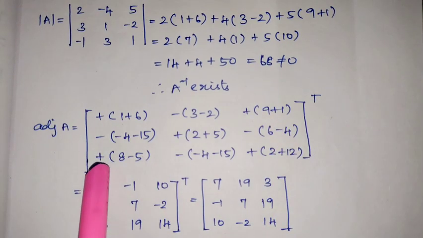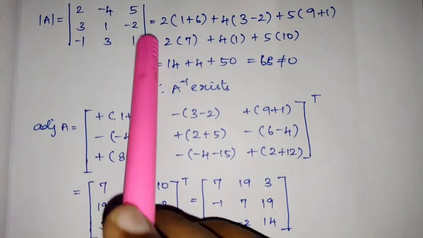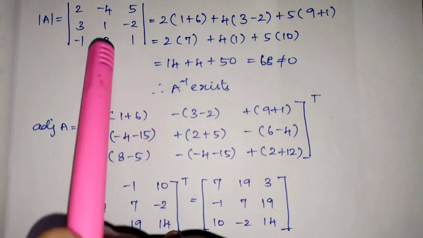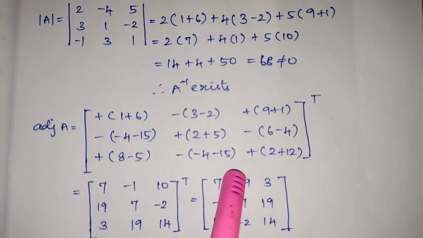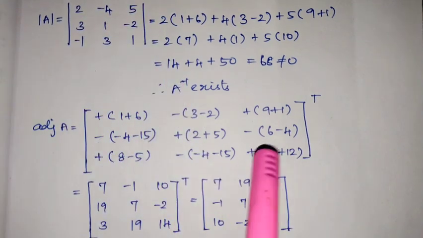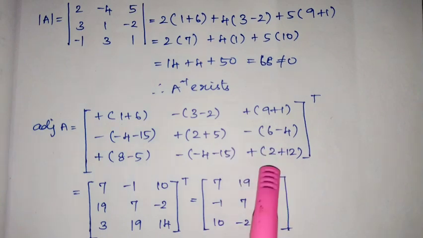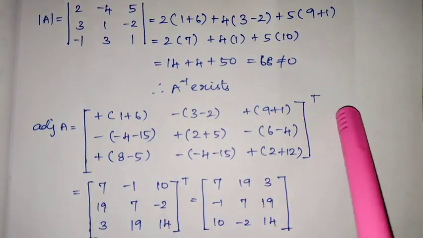Then third row first element is minus 1. Leave this row and column. Minus 4 into minus 2 is plus 8. Minus 1 into 5 is 5. Then second element 3. Leave this row and column. 2 into minus 2 is minus 4. Minus 3 into 5 is 15. Then the last element, leave this row and column. 2 into 1 is 2. Minus 3 into minus 4 is minus 12. So plus 12. And the transpose.